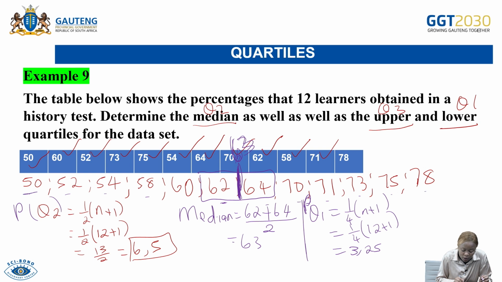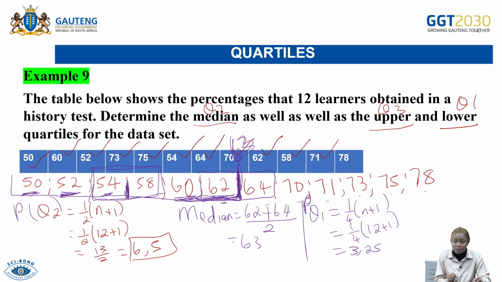Okay, so I've got position 1, position 2, position 3. So 3,25 is going to be somewhere here. So if you check your lower half of the data set, you include everything, including that 62. Because remember, that 62 is not a median. It's not your Q2. We said the Q2 is between the 62 and the 64. So when you are finding your lower quartile, you need to include that 62. So if I count in my data set, I've got 1, 2, and then 1 and 2. So my lower quartile will be between 54 and 58, right?